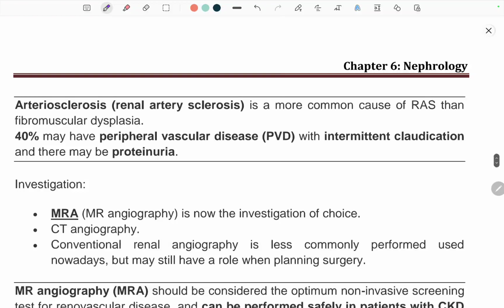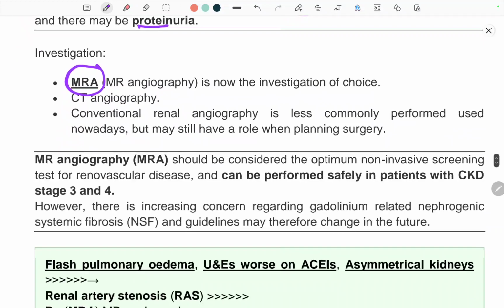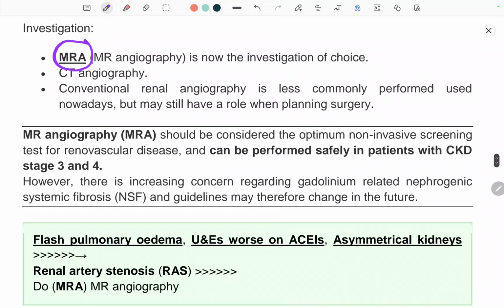Renal arteriosclerosis is a more common cause of RAS than fibromuscular dysplasia. 40% may have peripheral vascular disease with intermittent claudication. There may be proteinuria. Investigation: MR angiography is the non-invasive investigation of choice, or CT angiography. Conventional renal angiography is less commonly used nowadays, but may still have a role in planning surgery. MR angiography should be considered the optimum non-invasive screening test for renal vascular disease and can be performed safely in patients with CKD stage 3 and 4. However, there is increasing concern regarding gadolinium-related nephrogenic systemic fibrosis, and guidelines may therefore change in the future.